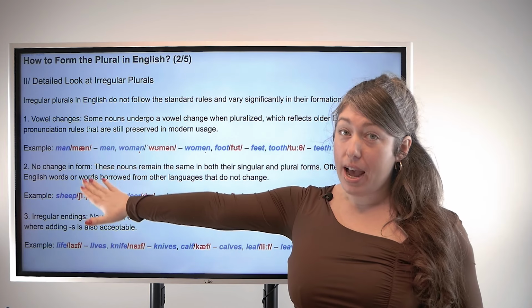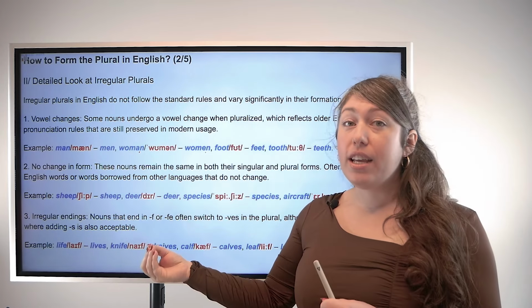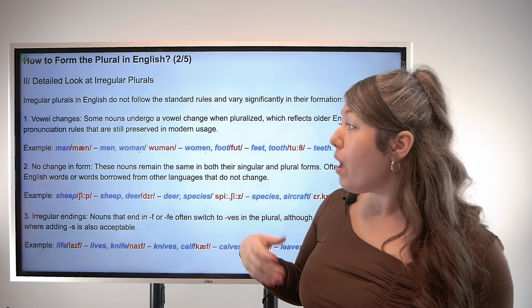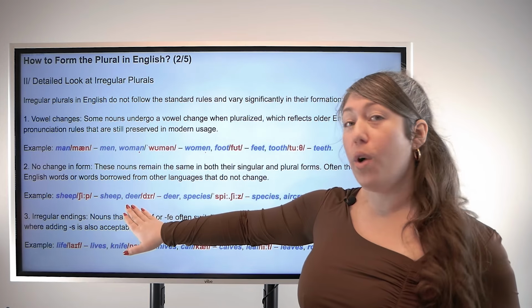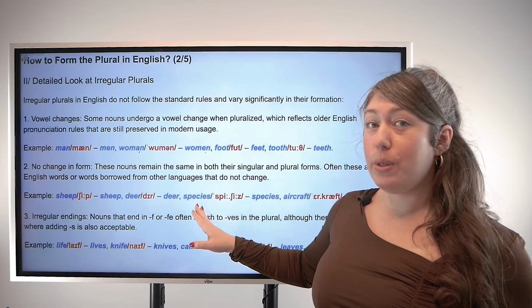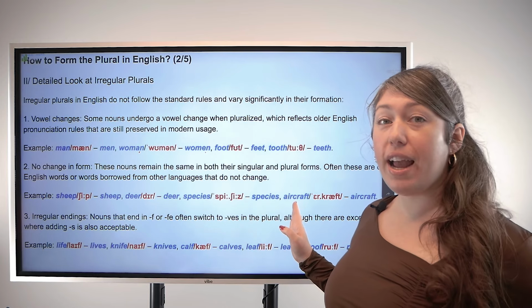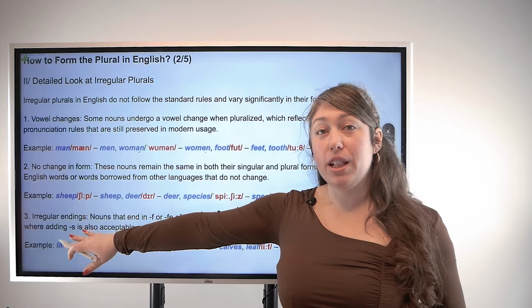And some nouns don't change their form at all. So they remain the same in their singular form and in their plural form. For example, 1 sheep, 2 sheep. 1 deer, 2 deer. 1 species, 2 species. 1 aircraft, several aircraft. And then we have nouns with irregular endings.